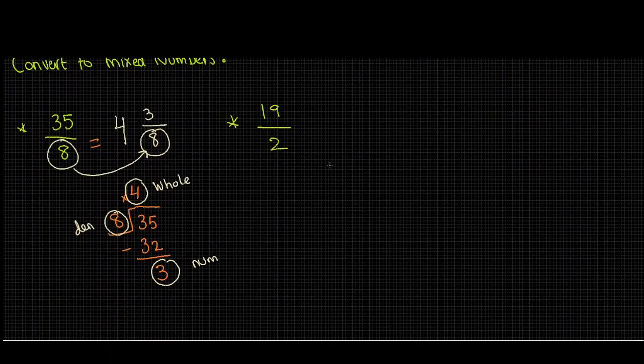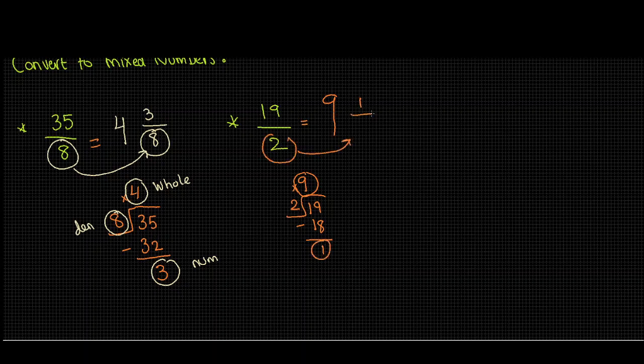Let's convert the last example here. 19 divided by 2, that would be 9 times 2 would be 18, and we subtract, the remainder is 1. So our whole number is 9. And then we have here a 1, and the same number from the denominator gets carried forward, 2. So this is how we convert mixed numbers to improper fractions and improper fractions into mixed numbers.